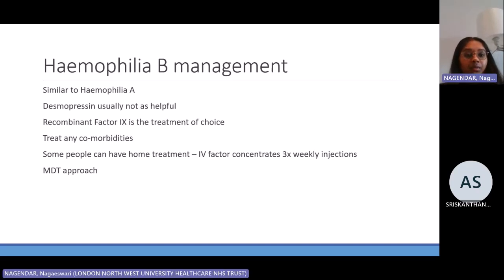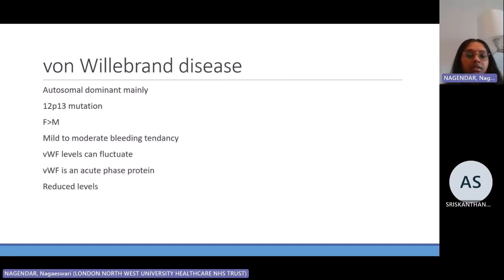Some people can have home treatment as well. So you can get this IV factor IX injected about 3 times a week. And many people after childhood will learn how to do it themselves. Okay, so we'll just move on to von Willebrand disease.